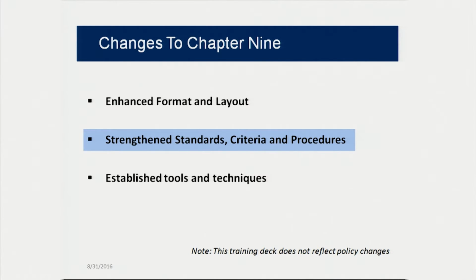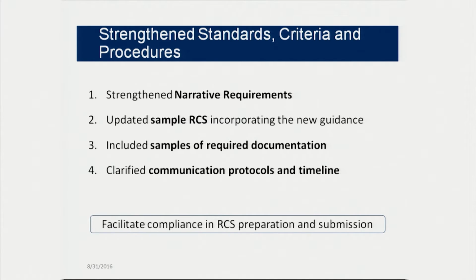So now let's move to the second of the three changes, which is strengthened standards, criteria, and procedures. Under this topic, we have four areas to discuss. First and foremost is the strengthened narrative requirements. Second is the updated Sample RCS. Third is the inclusion of sample documentation. And lastly, there is clarification on communication protocols and required timelines.